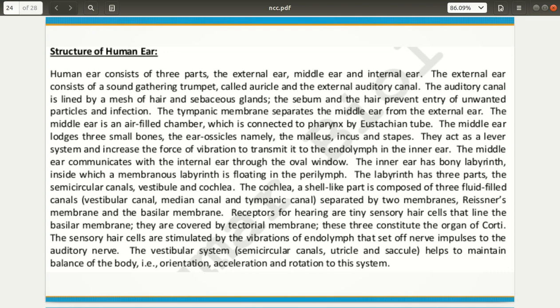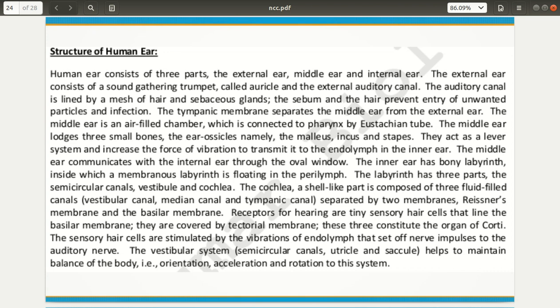The inner ear has a bony labyrinth inside which a membranous labyrinth is floating in the perilymph. The labyrinth has three parts: the semicircular canals, vestibule, and cochlea. The cochlea is a shell-like part composed of three fluid-filled canals: the vestibular canal, median canal, and tympanic canal, that are separated by two membranes: Reissner's membrane and the basilar membrane. The receptors for hearing are tiny sensory hair cells that line the basilar membrane. They are covered by the tectorial membrane. These three constitute the organ of Corti. The sensory hair cells are stimulated by the vibrations of endolymph, which set off nerve impulses to the auditory nerve.